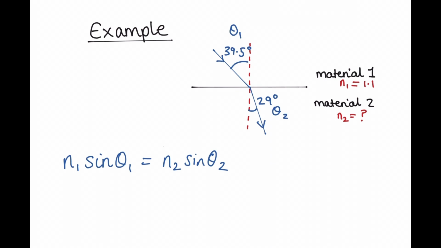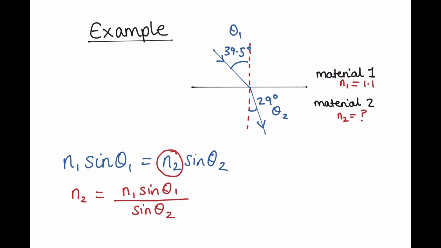We need to rearrange this equation because we are trying to find N2. So to get N2 by itself, we need to divide both sides by sine theta 2 to give us this rearranged version of the equation. Now we just need to substitute our numbers in. So N1 is 1.1, theta 1 is 39.5, and theta 2 is 29 degrees.